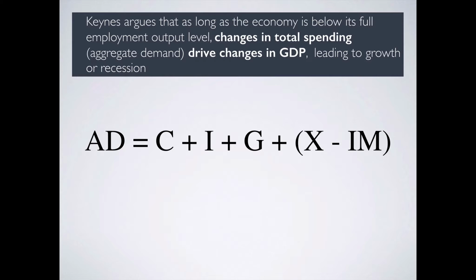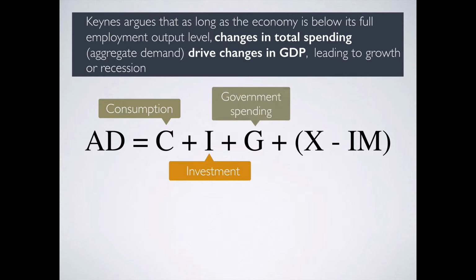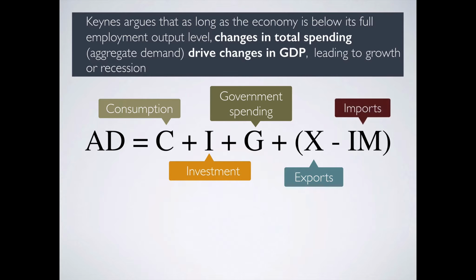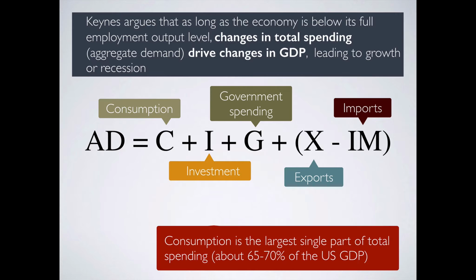All right, so here we have our aggregate demand expression. Here's AD, and this equals these different variables. We've talked about these before: consumption, investment, government spending, exports, imports. So consumption is the largest single part of total spending. It's about 65 to 70% of US GDP.